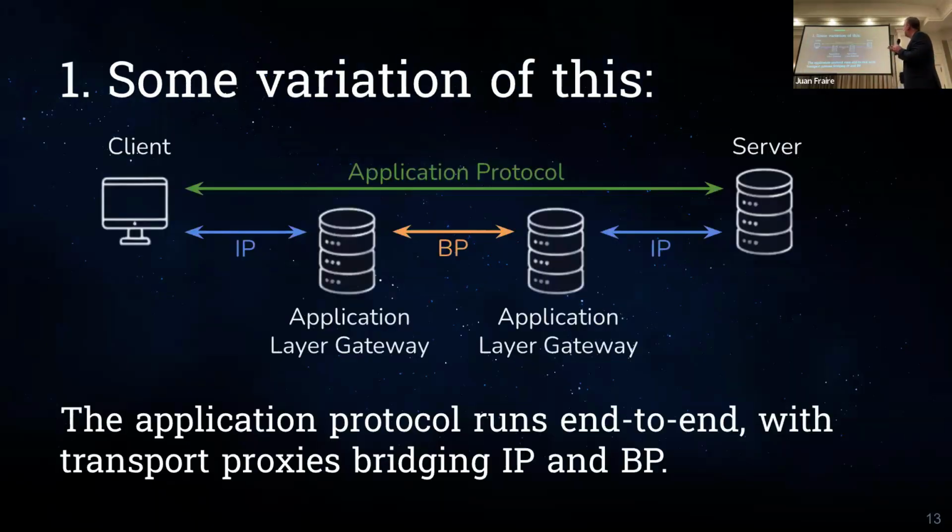When I talk about an application layer gateway, I mean a variation where a client has an application layer protocol communication with a server somewhere, and we're assuming these are over interplanetary distances. But what's actually happening is that the client is having an IP conversation with a gateway. The gateway is then having a BP conversation with another gateway. And that gateway is sending it back into IP, making the request to the server, and the reverse path goes the other way.